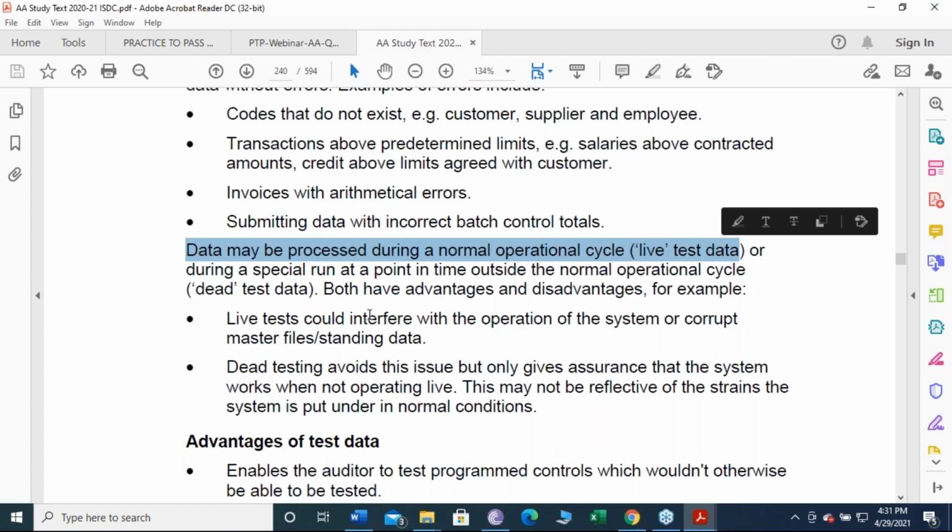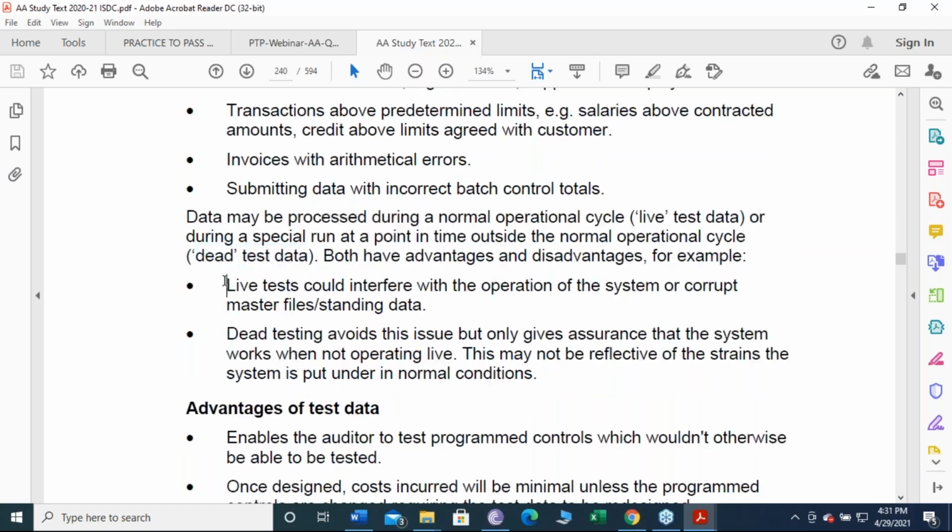This is called live test data, or it could be processed during a special run at a point of time outside the normal operational cycle, and that is called dead test data. So there are two types of data: live test data or dead test data.